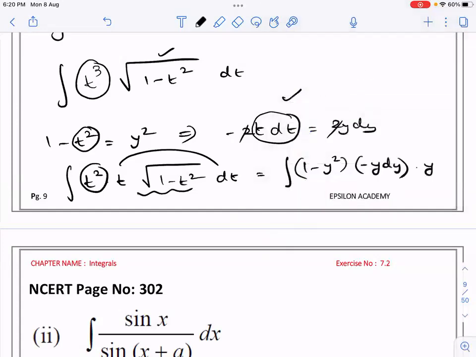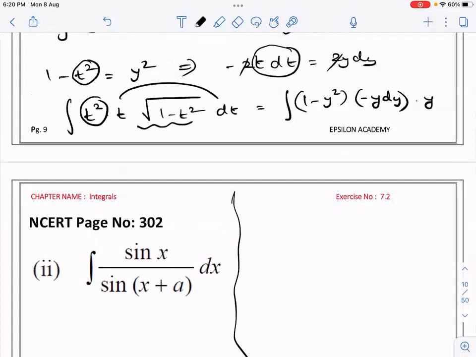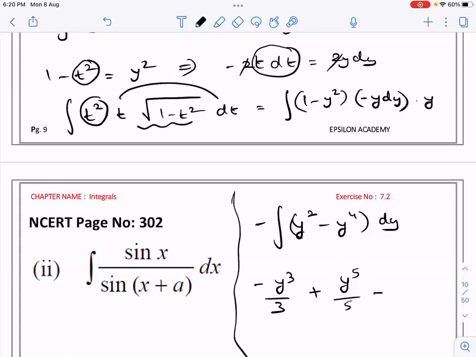Okay. I'll borrow some space from here. Now, is it not easy for you to do? If you take out the minus, you will have y square minus y power 4 dy. Now, can you integrate this? Can you? So, what is the integral of y square? y cube by 3. So, this will be minus y cube by 3, and this will be plus y power 5 by 5 plus c.